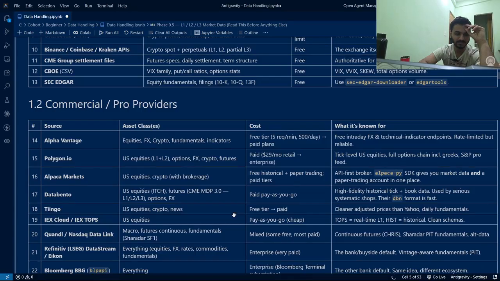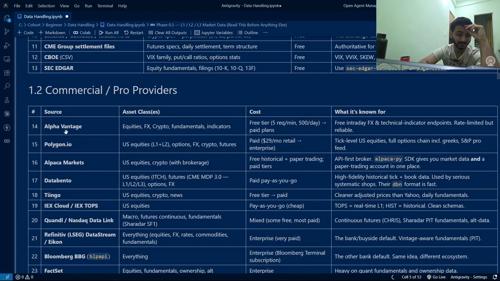Now these are your commercial providers, which you have to pay for. Alpha Vantage is freemium, but I mean it's good actually, no doubt. Alpha Vantage, I also have a key for that. Equities, FX, crypto is there, fundamental indicators, more structured around US, right? Intraday is available, technical indicator endpoints, reliable data.